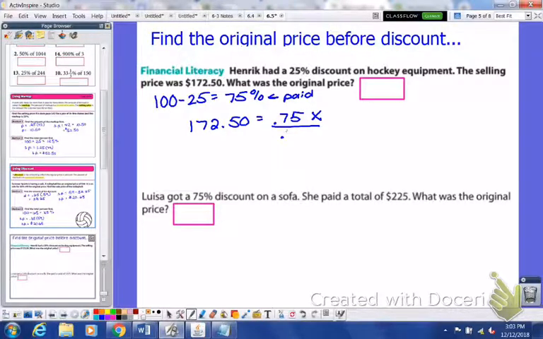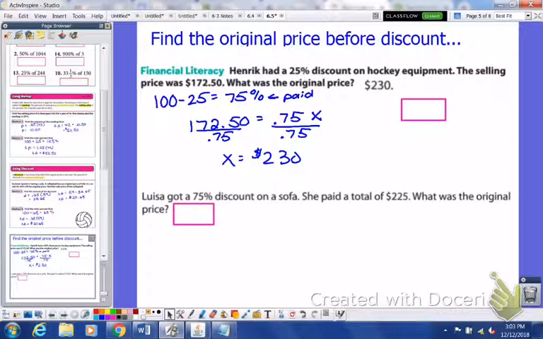Just like last section, divide by the number with our variable. And x, if we do 172.5 divided by 0.75, would be $230, which makes sense. If we're only paying 75%, if we had a 25% discount, then our original price should be higher. And if we just double check, yes, we are correct, $230. So for a question like this, find what percent you actually paid and then just use your percent equation with your part, percent, and whole.